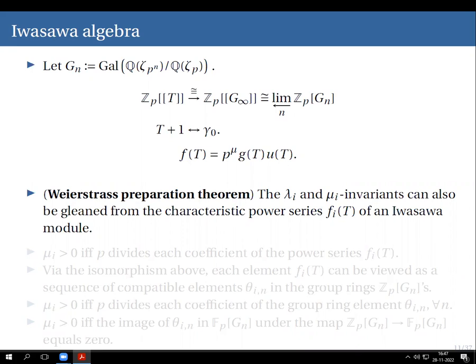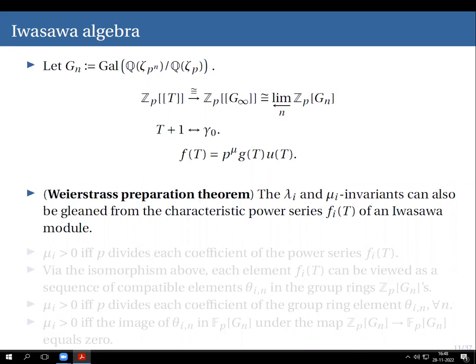And it's characterized by the fact that mod p, it's T raised to some power. So it's called a distinguished polynomial, and every coefficient except the leading coefficient is 0 mod p. And this mu is the mu that appears here. Iwasawa's result was that this lambda and mu invariant can be gleaned from something called the characteristic power series, some element in Z_p double brackets T.